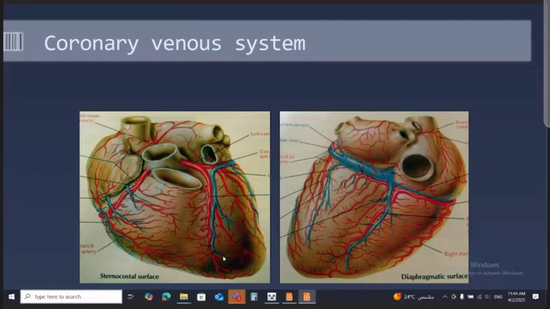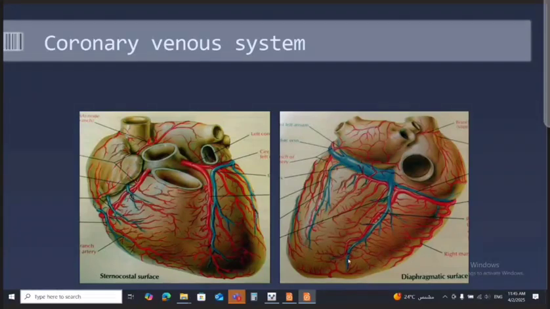The coronary veins: this is the great coronary vein running concomitant with the left anterior descending artery, and then runs at the left AV groove with the circumflex artery to end here in this structure, which is the coronary sinus that collects the coronary venous return from all coronaries, and ends in the right atrium.